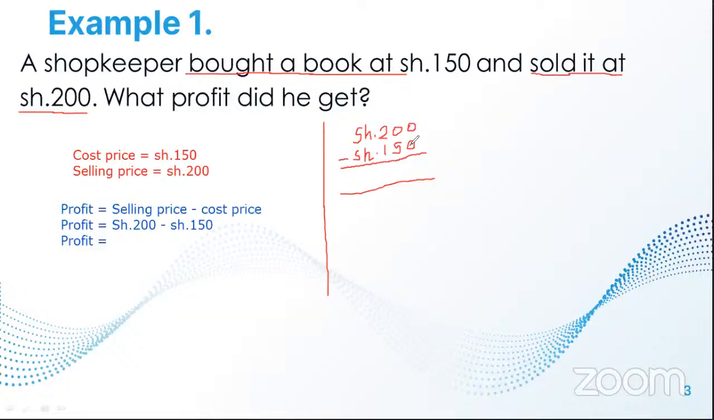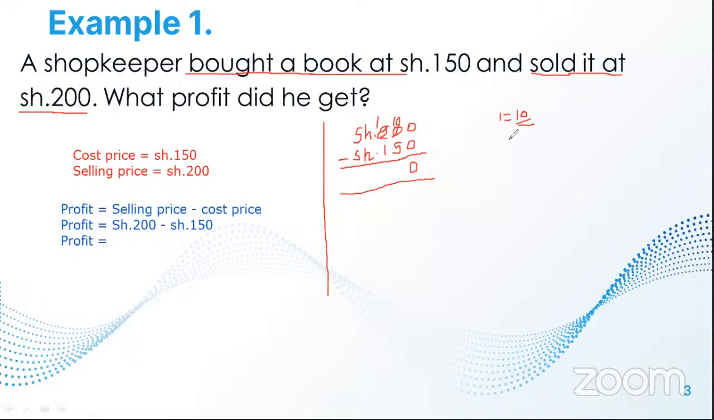0 minus 0, I will get 0. Then here, I'm going to have 0 minus 5. It is not possible. 0 is smaller than 5. So this 0 is going to go to the 2 and borrow. We are going to regroup. When we borrow 1, that 1 is equivalent to 10. So the 2 remains 1 when we remove 1 from it. Now I have borrowed that one, which has become 10. So when I add 10 plus 0, it still remains 10.